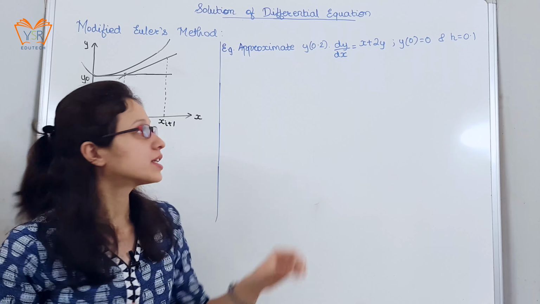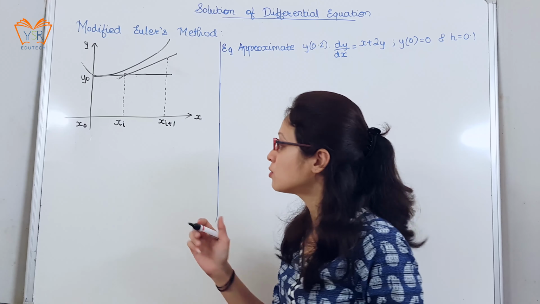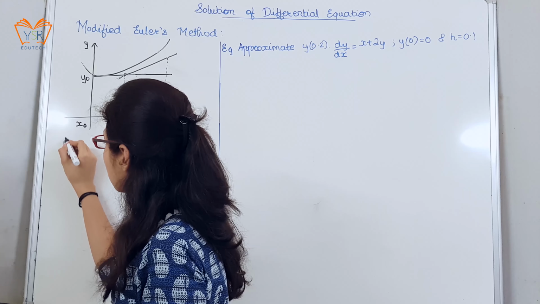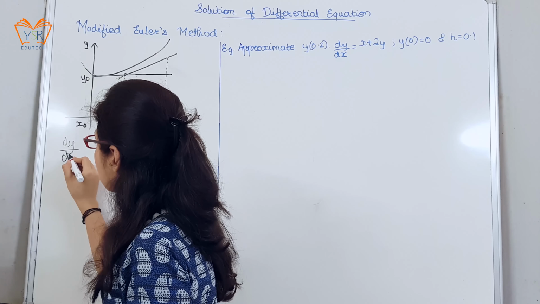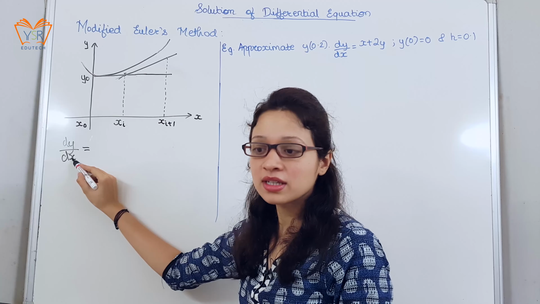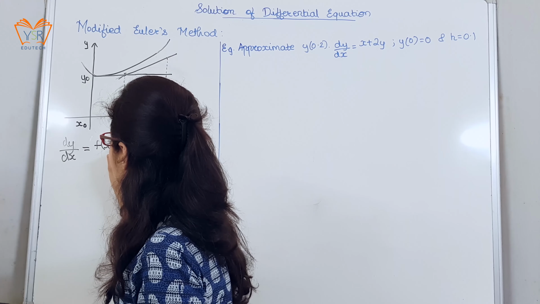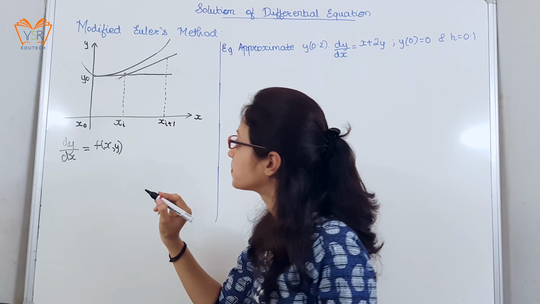In the last video we studied Euler's method. We know that it is a single step method that is used to solve first order differential equations. They are denoted as dy by dx, where y is dependent upon x and x is an independent variable. So we will consider a function f of x comma y.